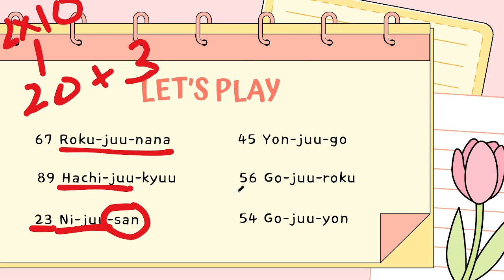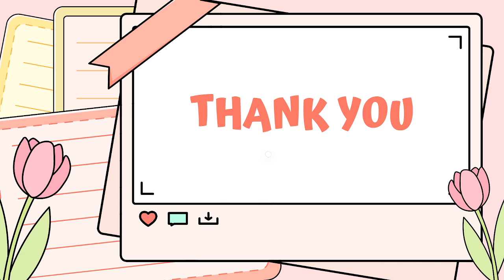Again 56. What is 50? Go ju. Then at the end we add 6, that is rok. So 56 combined is go ju rok. Similarly 54 is go ju yon. So similarly you can do this with all the numbers. So these are the countings in Japanese.